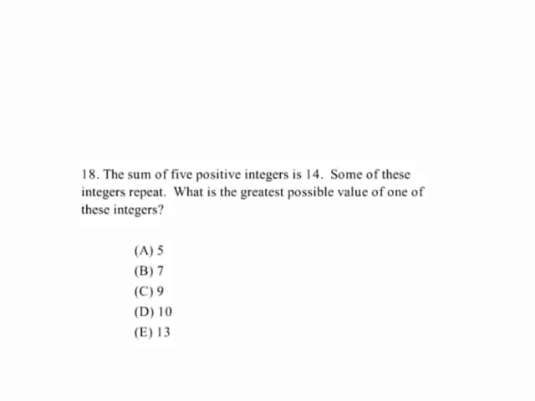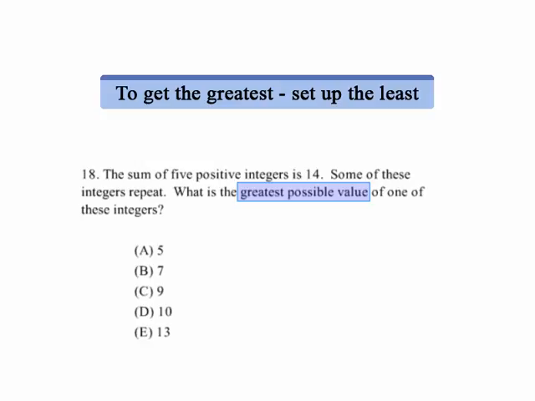In this question, they tell us that the sum of 5 positive integers is 14. Some of the integers repeat, and we want the greatest possible value for the integers. Well, to get the greatest, set up and use the least numbers. Usually it's going to be a 1.